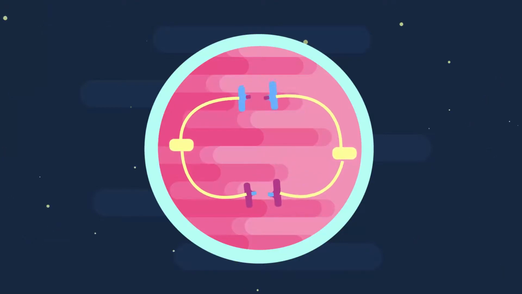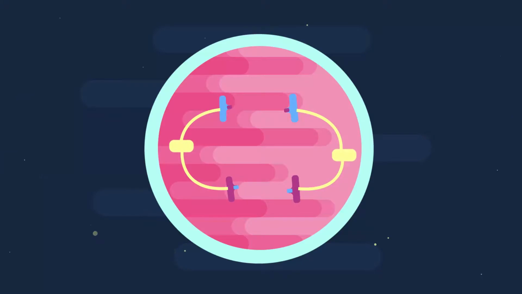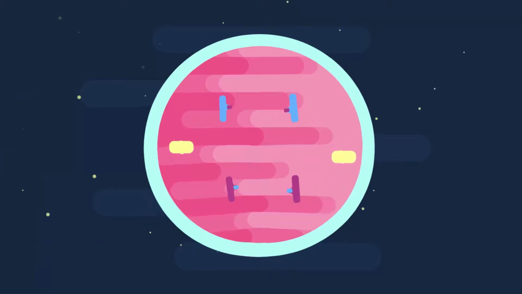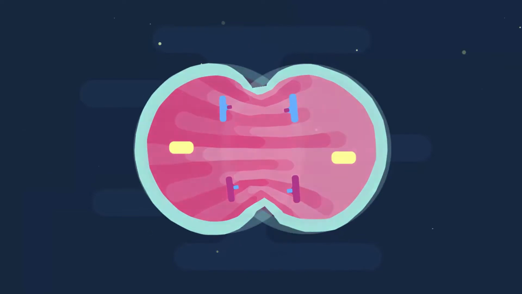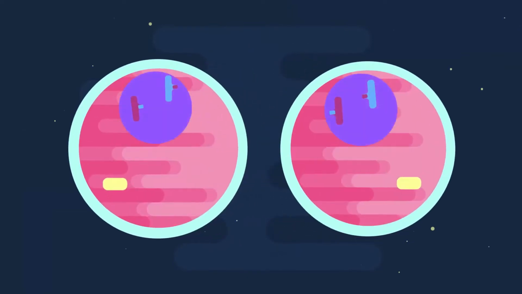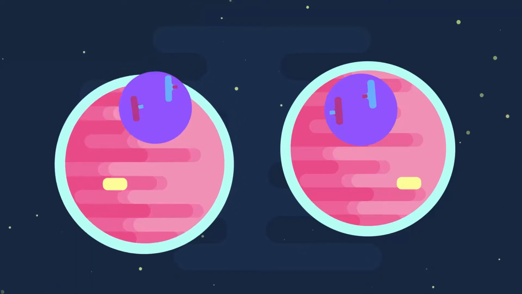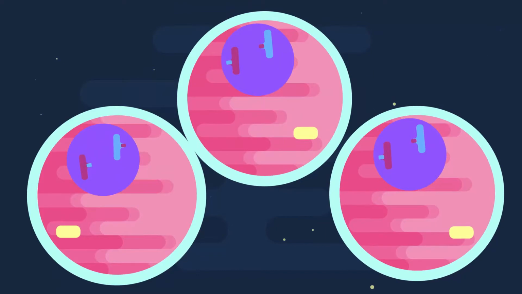The spindle fibers shorten and the centromere divides, so that each chromosome becomes two separate chromatids. The cell membrane pinches in to separate the two sets of chromatids into two cells. So, the original cell has become two daughter cells. The daughter cells are identical to one another, identical to the parent cell, and have the same number of chromosomes as the parent cell.